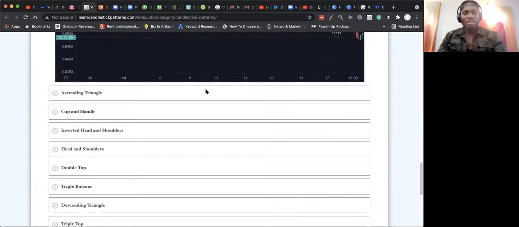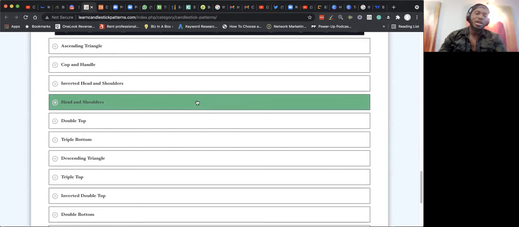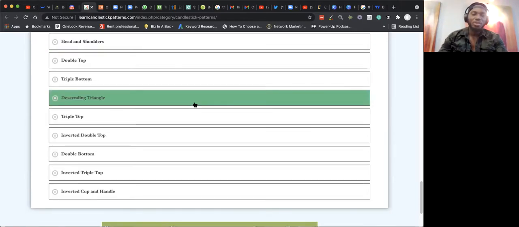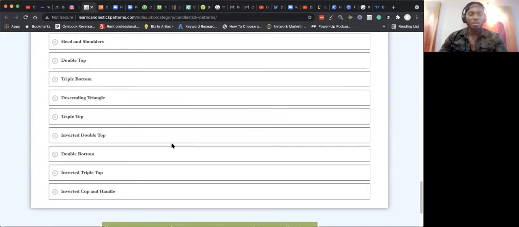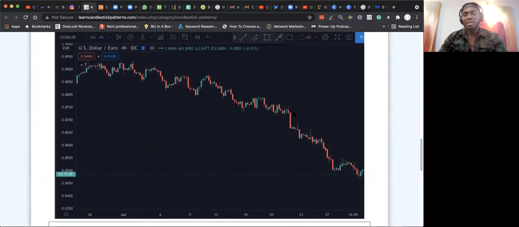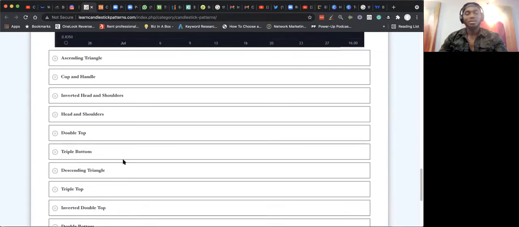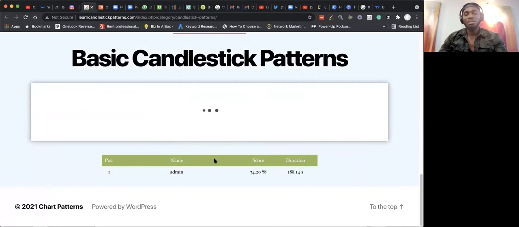I'm supposed to see ascending triangle, cup and handle, inverted head and shoulders, double top, triple bottom, descending triangle, triple top, inverted double top, double bottom, inverted triple top, inverted cup and handle. And all I can see here is a descending chart with a series of lower highs and lower lows. Okay. I can't see anything else. So I'm gonna just go to that one.